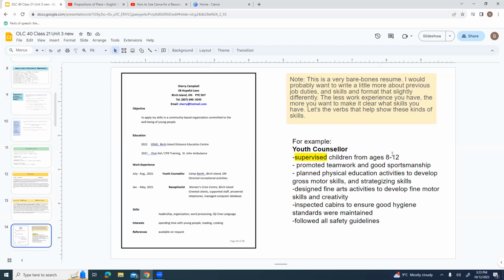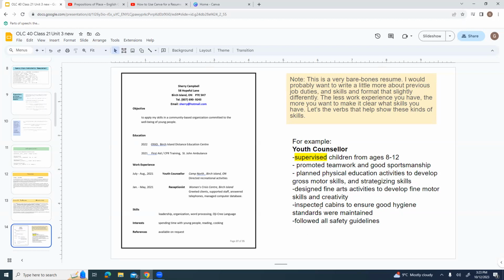Supervise children from ages 8 to 12, promoted teamwork and good sportsmanship, planned physical education activities to develop gross motor skills and strategizing skills, designed fine arts activities to develop fine motor skills and creativity, inspected cabins to ensure good hygiene standards were maintained, followed all safety guidelines.